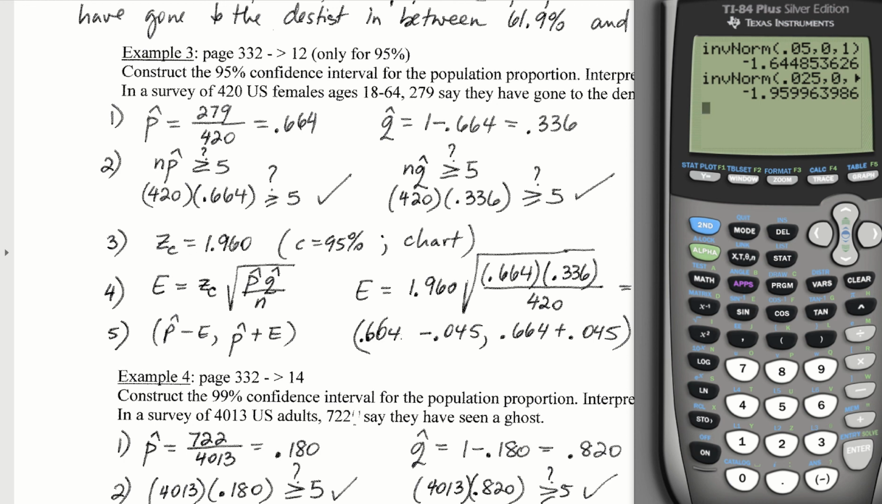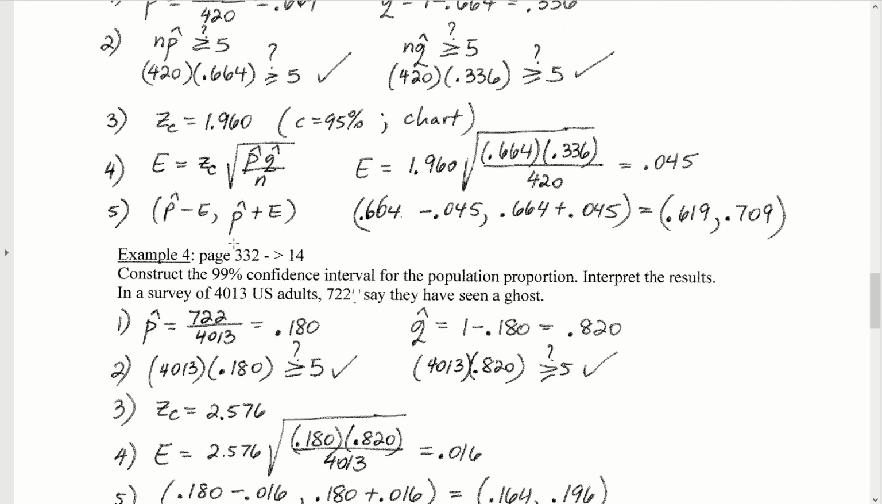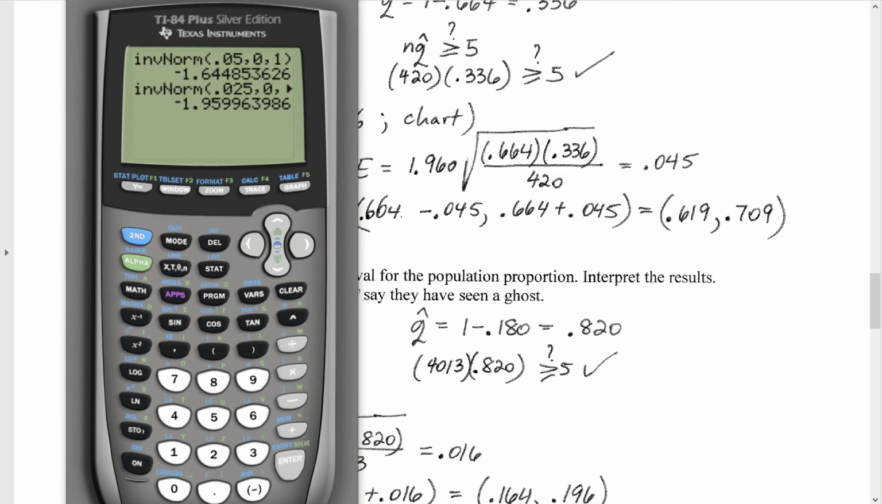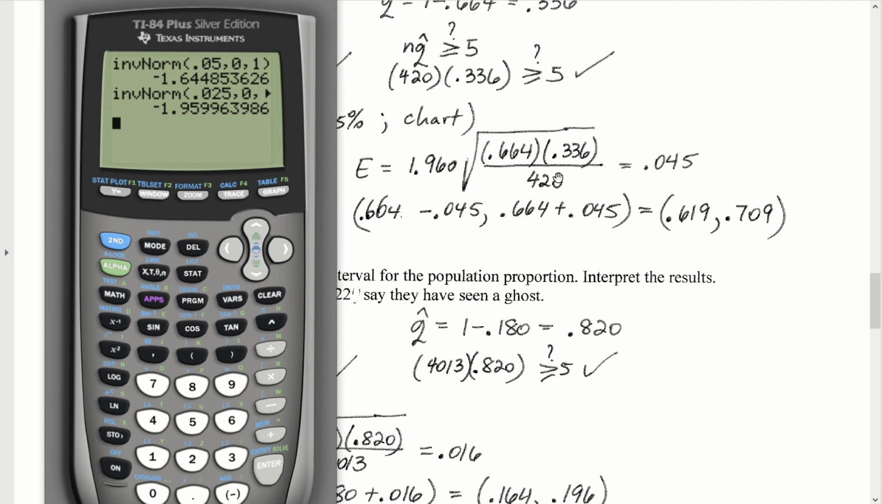Once we have our Zc value, we can plug it into our margin of error formula. The margin of error for a population proportion is Zc times the square root of p hat q hat divided by n. That's going to be 1.960 times the square root of 0.664 times 0.336 divided by 420. When you punch this into your calculator, it's very important that you input it in a way so that that whole fraction is under the square root.